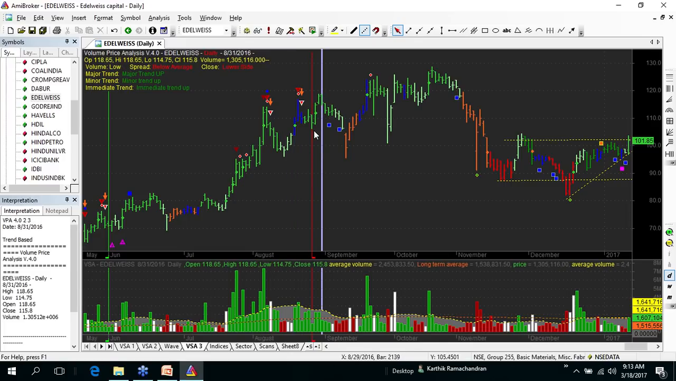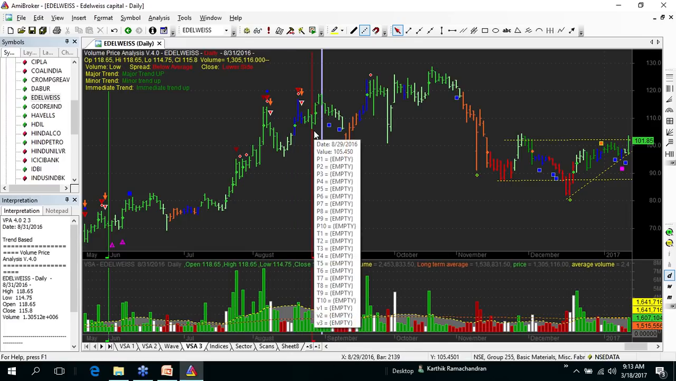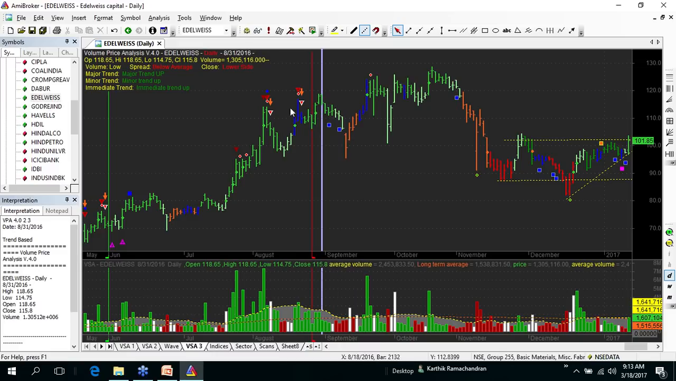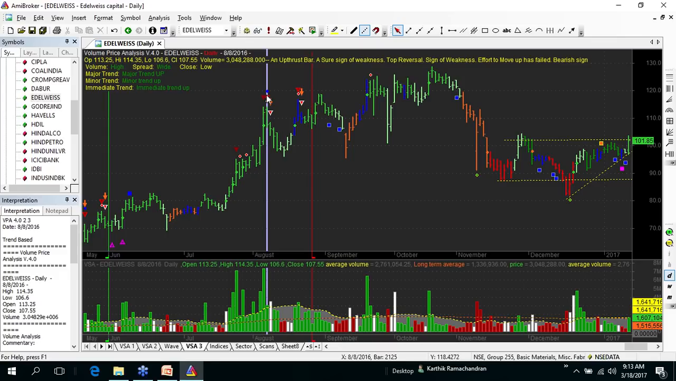So these are the things I look at: the volume, the previous bar action, the next bar action. So these are the things one should look for actually.